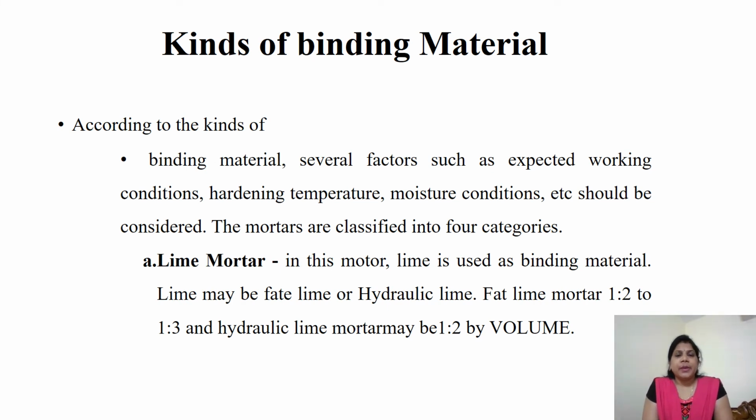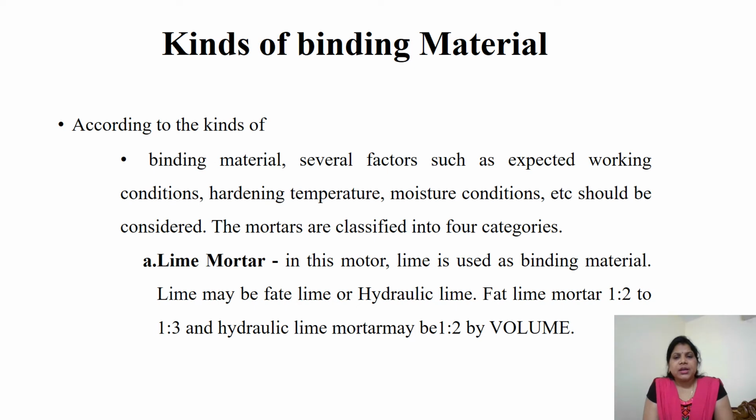So next is the kinds of binding material. According to the kinds of binding material, how many types of mortars are there? Several factors such as expected working conditions, hardening temperature, moisture conditions, etc. should be considered. Then the mortars are classified into four categories. Okay, so first is lime mortar.